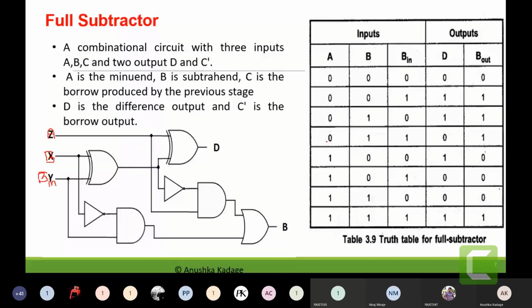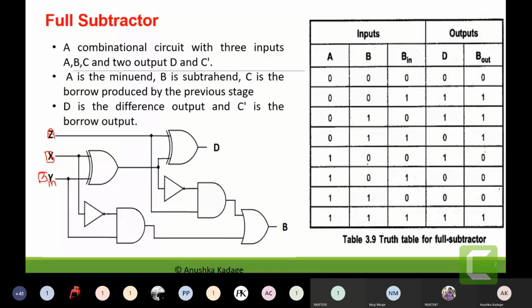The next is 0 present for A and 1 present for B. So 1 is subtracted from 0. So the resultant is difference 1 with borrow 1. So borrow we will carry forward as it is, as 1, but from that difference 1, the input borrow of 1 we have to subtract. So the resultant is 0.